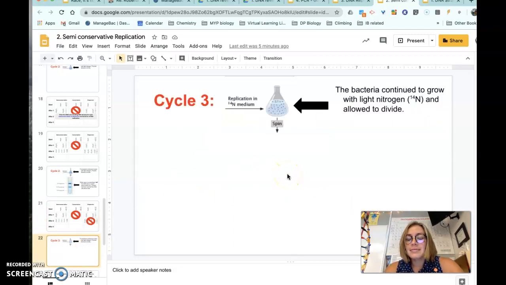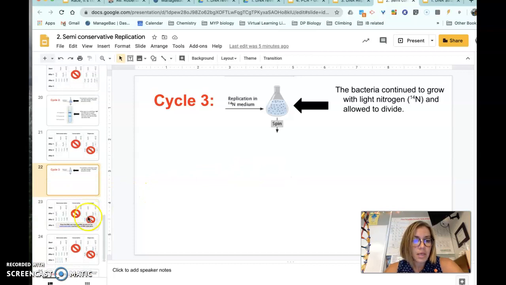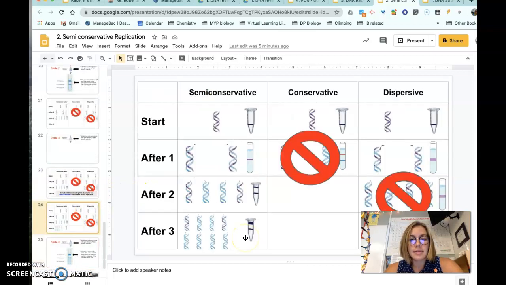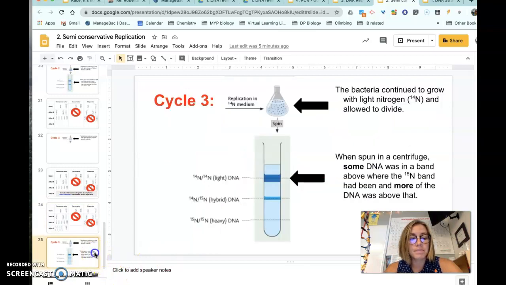So we did it again. We allowed the bacteria to grow and divide with light nitrogen. And we saw that now there is one layer of hybrid nitrogen heavy and hybrid nitrogen light, and then a lot of it up at the top, indicating that since we've gone through now 2 replication cycles with just light nitrogen medium, we're going to see more light nitrogen present in our sample. And that's, again, what we did definitely see.